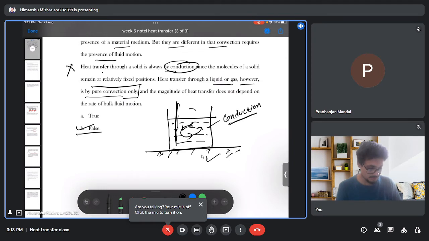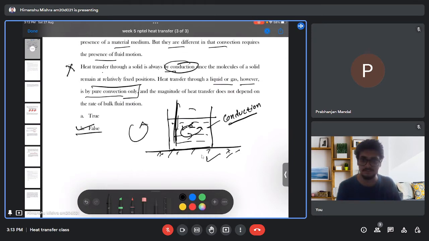But if I have a spoon, let's say, and I create the vortex rolling motion inside this container, just revolving the spoon and creating the vortex, there will be the bulk motion of the fluid parcel, and then the heat transfer will take place by the convection also, along with the conduction. So here the second statement is not correct because it says that the heat transfer will always occur due to the pure convection in the liquid, but it is not true. It depends on the bulk motion of the fluid.